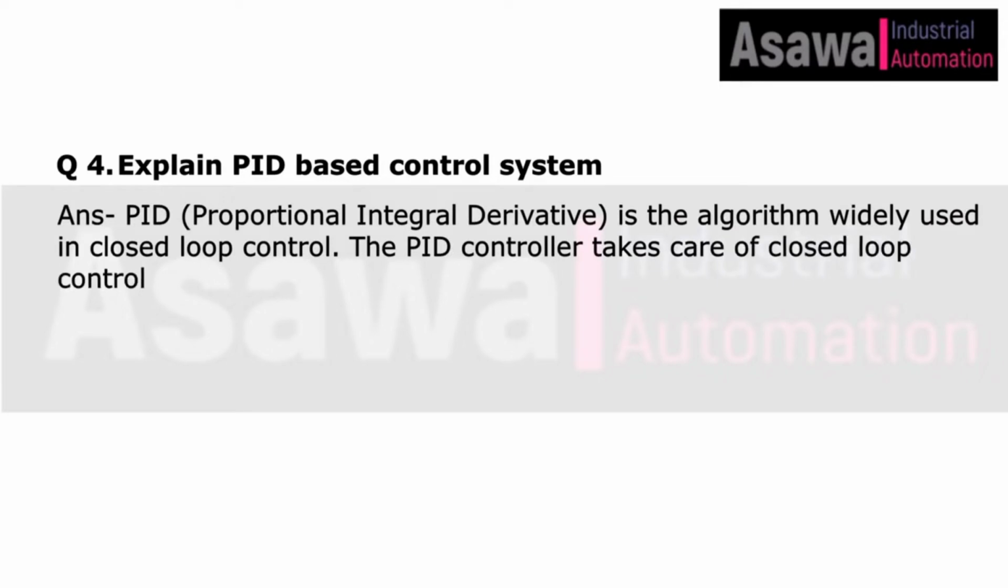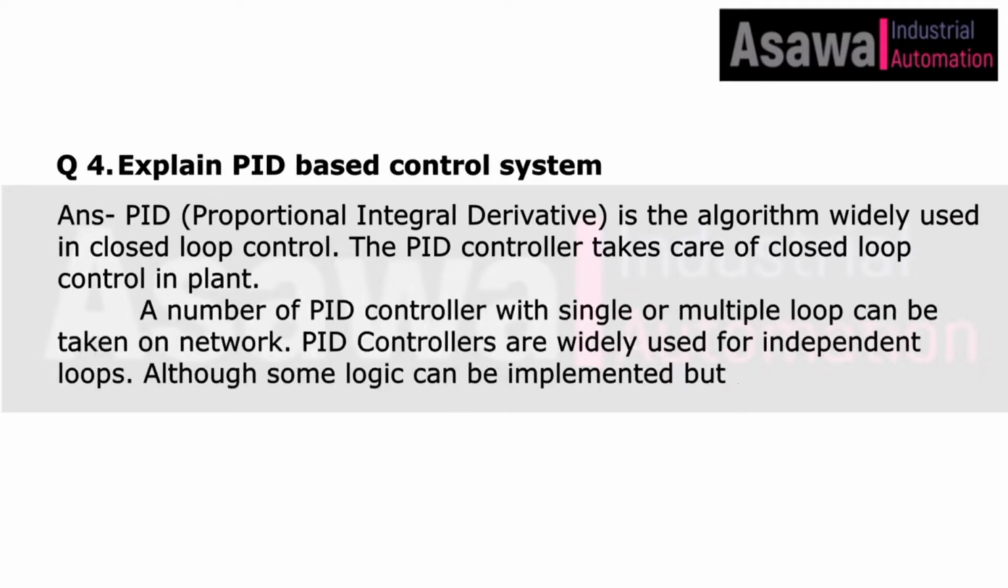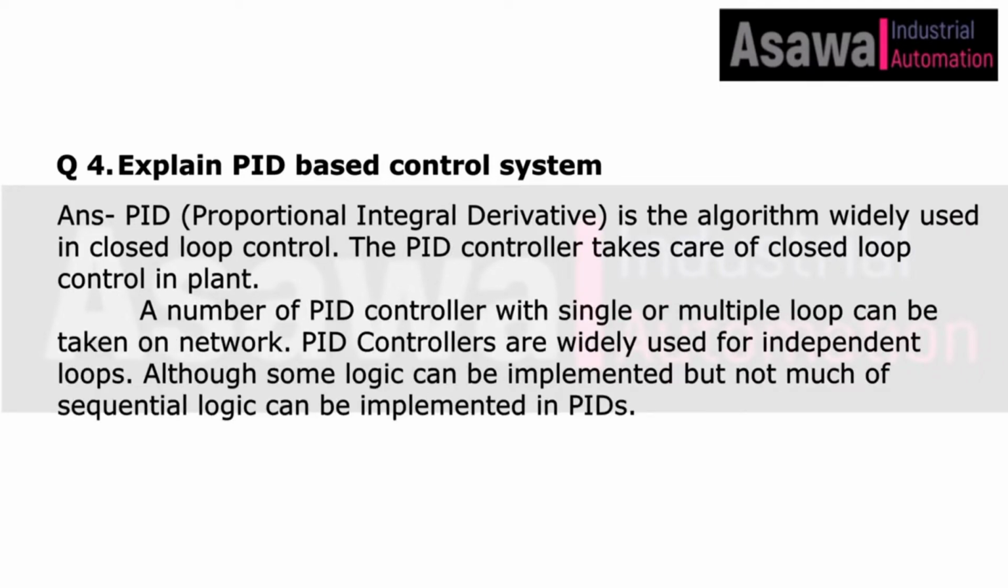Question 4. Explain PID based control system. PID, proportional integral derivative, is the algorithm widely used in closed loop control. The PID controller takes care of closed loop control in plant. A number of PID controllers with single or multiple loops can be put on a network. PID controllers are widely used for independent loops. Although some logic can be implemented, not much sequential logic can be implemented in PIDs.